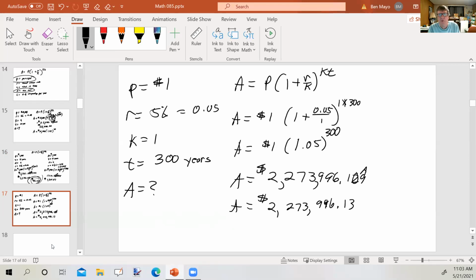$2,273,996.13. Every once in a while on one of these TV shows, you see a thing where they found some old documents in an attic, a stock certificate or something, and it's like, if the company's still in existence, is it worth millions of dollars? Who knows? But anyway, if this problem happened, I guess you could retire early.